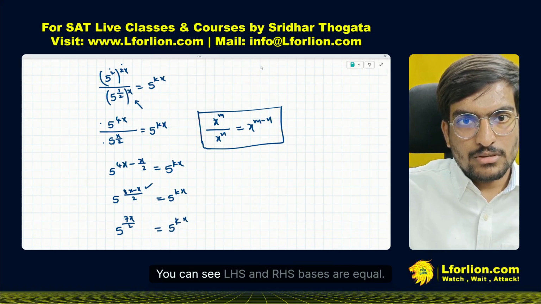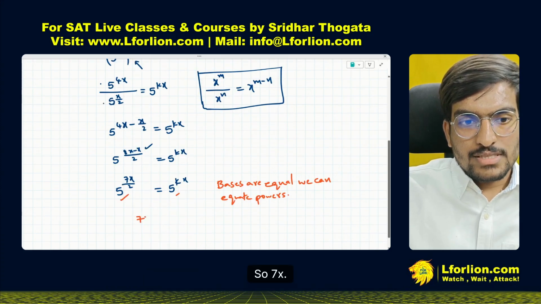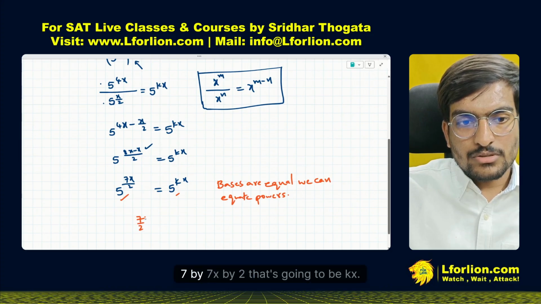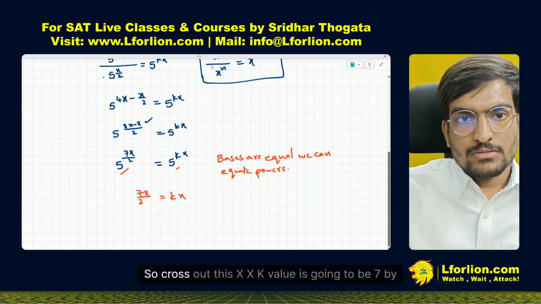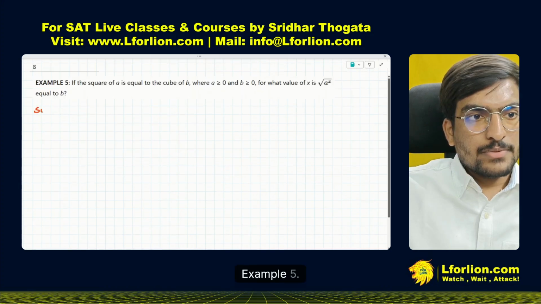You can see in LHS and RHS, the bases are equal. We can equate the powers. So 7x by 2 is equal to kx. Cross out this x, and the k value is going to be 7 by 2. Example 5.